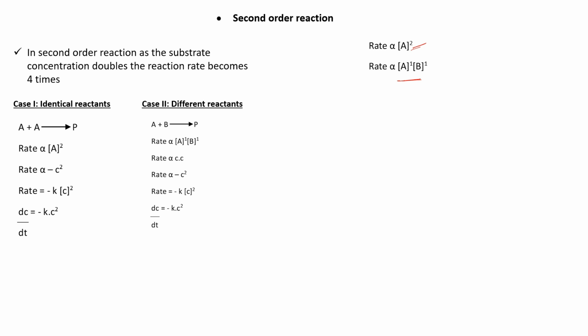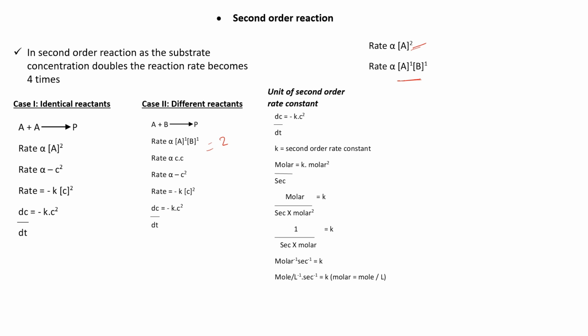If the reactants are of two different types, that is A plus B is giving product, so rate will depend upon the concentration of A as well as on the concentration of B. Here one molecule of reactant A and one molecule of reactant B are participating, giving overall two molecules. So here rate is proportional to C into C, and the same, minus C square.